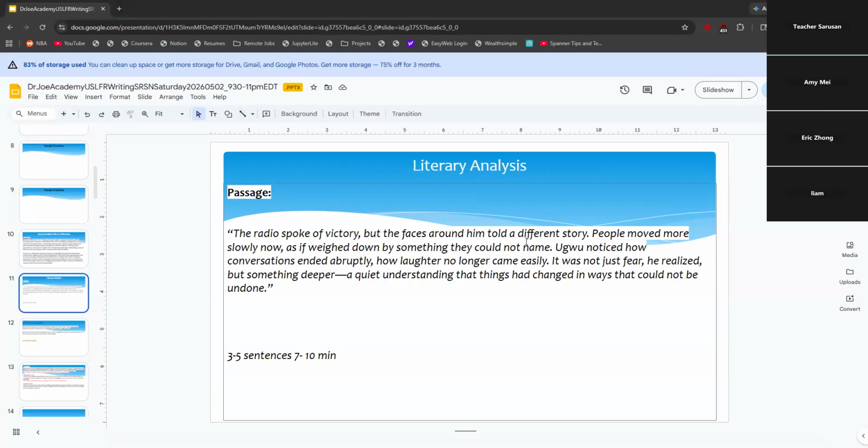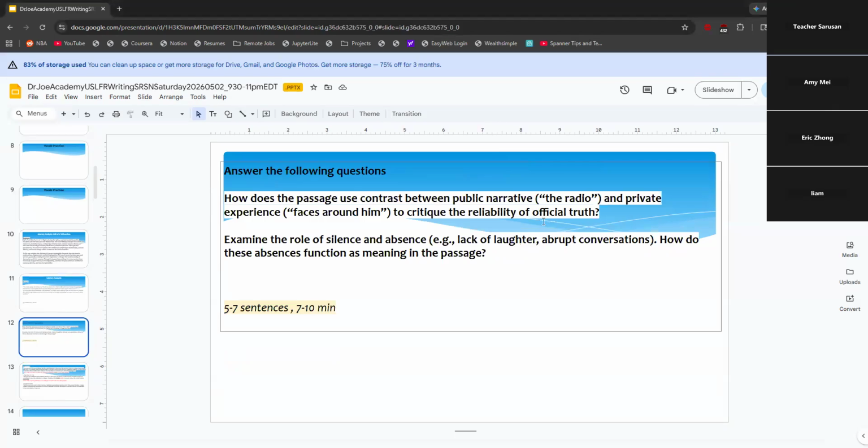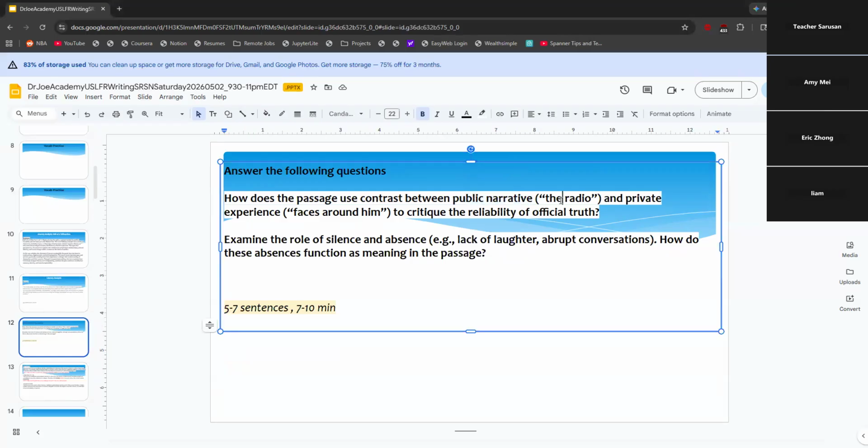All right. Excellent job. So a bit of a longer passage this time around. Let's answer a couple questions. First one, how does the passage use contrast between public narrative, which can be seen as the radio, and private experience, which is the faces around him, the people around him, to critique reliability of official truth? So a lot of words here. All we're looking at is the contrast or the difference between public narrative and private experience, and how does that relate to the reliability of truth?